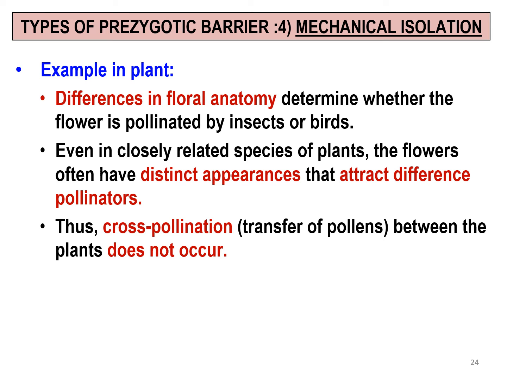Mechanical isolation, example in plants, difference in floral anatomy. So even in closely related species of plants, the flowers often have distinct appearances that attract different pollinators.